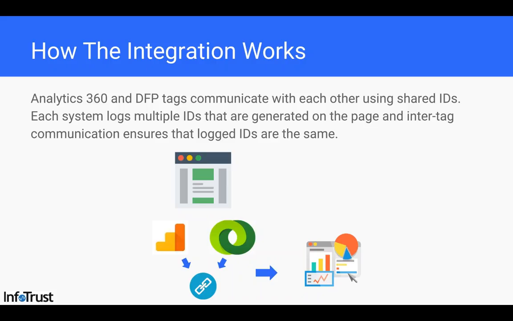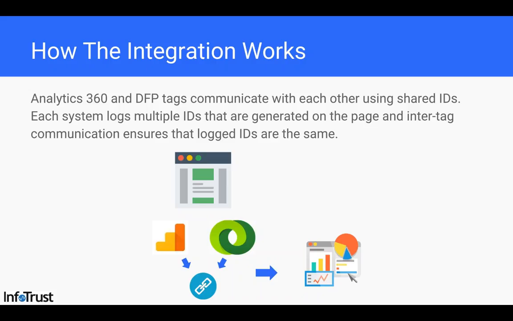GA360 and DFP are both going to be able to match IDs for all the actions I've taken on that specific page. In GA, it's going to be recorded as a page view. Within DFP, it's going to be an impression for that specific ad, and an ad click. Because these two tags are able to communicate, it's going to match these IDs up. And so now it knows that a single user has had one page view, one ad impression, and one ad click.